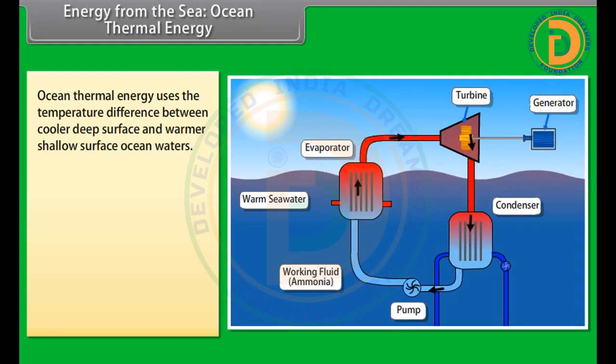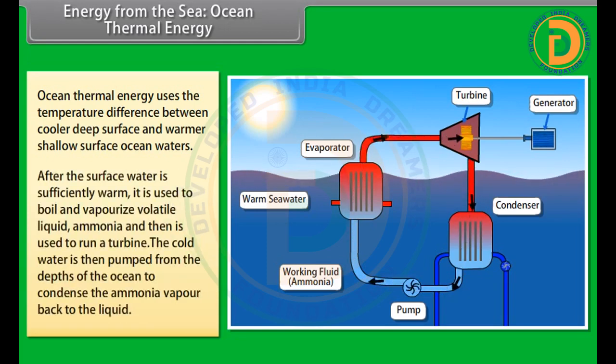In the oceans, the temperature difference between surface and deep water is greater in the tropical areas, and in other areas it is a modest 20 to 25 degrees Celsius. After the surface water is sufficiently warm, it is used to boil volatile liquid ammonia. The vapors of ammonia are then used to run a turbine. The cold water is then pumped from the depths of the ocean and is used to condense the ammonia vapor back to the liquid.